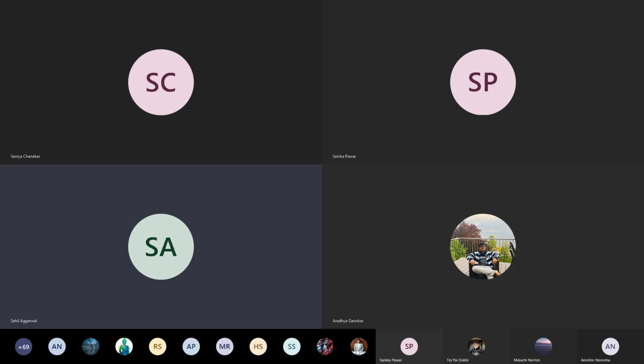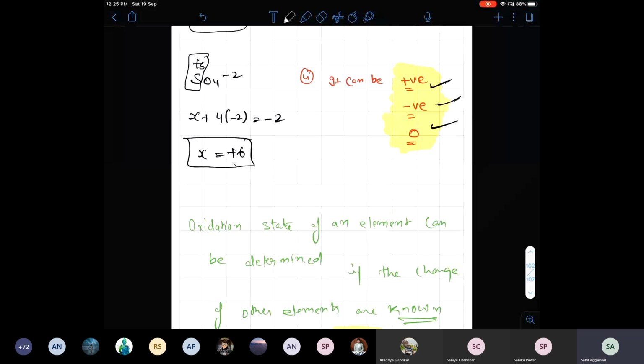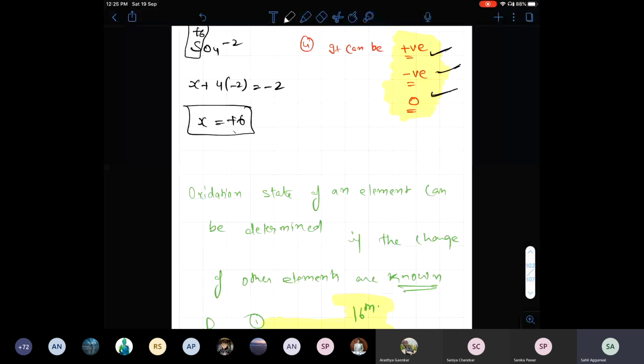What do you mean by +7 on manganese? It has lost 7 electrons in manganese oxide. It has lost 7 electrons in manganate formation. Understood? Yes, sir. That is why charges are important. You were not there, but I have said to the students that you have to mention the charge.